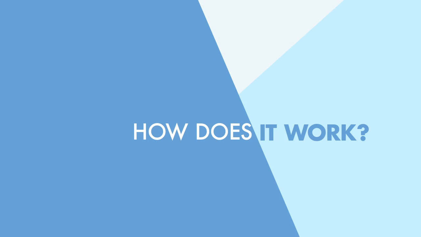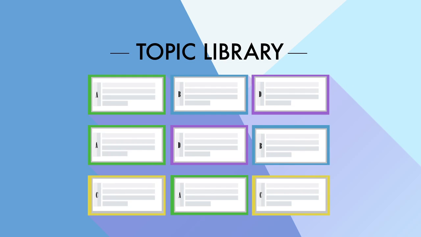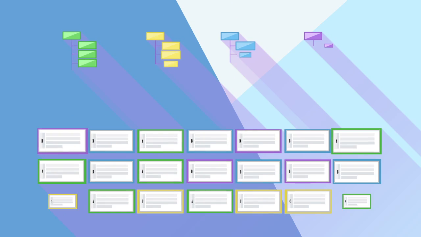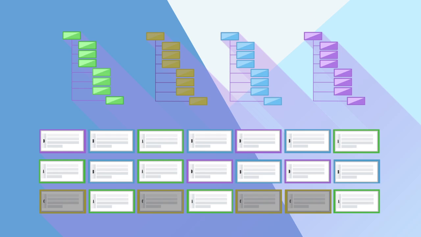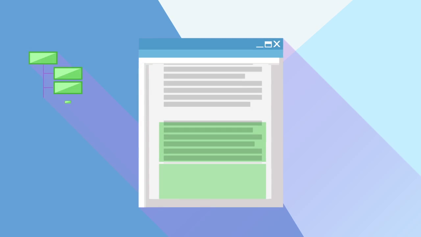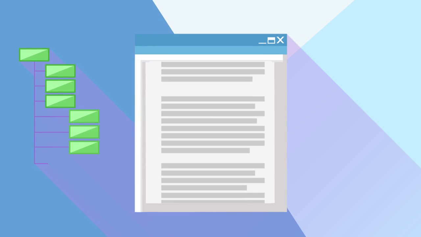How does it work? Content is chunked into separate components that are classified to create a topic library. Then, according to specific needs, document maps are built that define the order and context for the topics. When published, the maps pull the topics together into a finished document, saving time in authoring, approving, and with regulatory authorities.